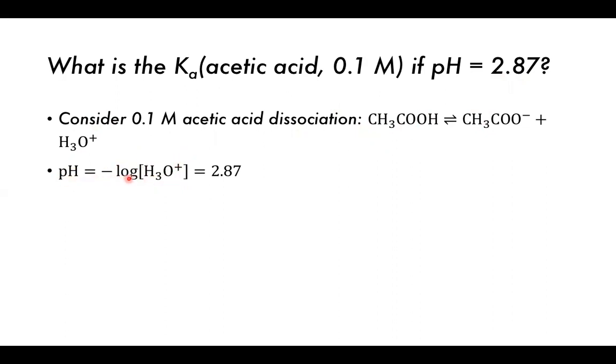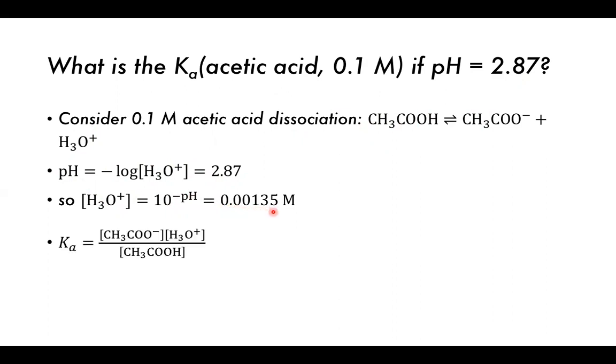So pH is equal to minus log hydronium ion, which is equal to 2.87 in this case. So we can just rearrange that to get the hydronium ion concentration as 10 to the minus pH. And so that will be equal to 0.00135 moles per liter. Then we have our Ka expression, which we also saw on the previous slide, and we fill in the values that we have.